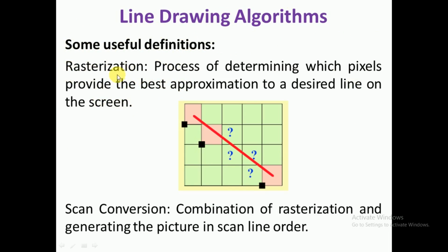What do we mean by rasterization? Process of determining which pixel provide the best approximation to a desired line on the screen. Means the rasterization is a process when you are drawing with respect to line. If I describe this definition with respect to line, this is the definition. Otherwise, rasterization normally is converting your geometric input to digital output is called rasterization.